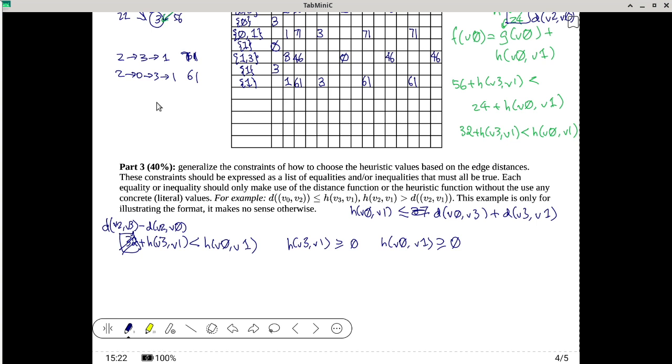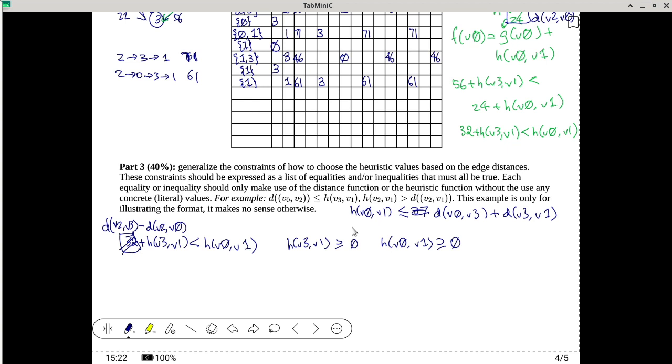And if I say you cannot use zero, how would you fix that problem? You can just use whatever distance minus the same thing. Yep, that would work. All right, so this is the upper bound of h of v0, v1.